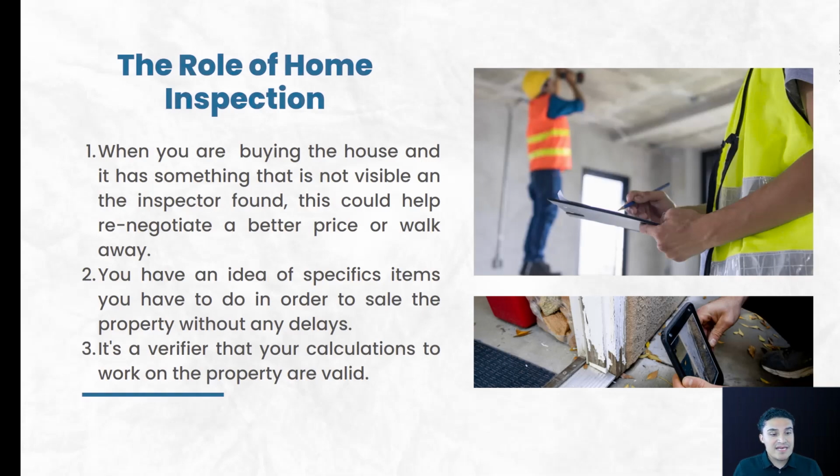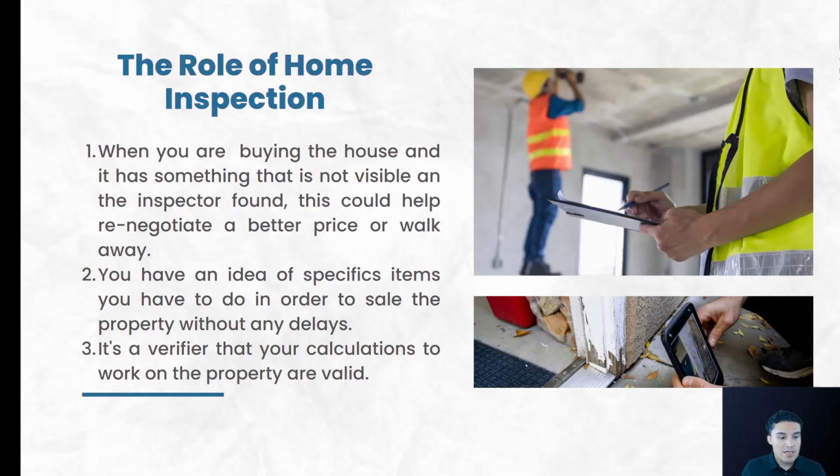You're going to have a better idea of what items you're going to have to do properly. So again, if the property has termites and it was not really visible, for example, you're not going to be able to sell the property if it has termites. So it's important that the inspector finds things such as that so that you can take care of it and it doesn't become a future problem when you're fixing the property and now you have to get rid of termites, okay? So it's extremely important that you do this type of inspection in order to help you renegotiate a better price if you have to, okay?